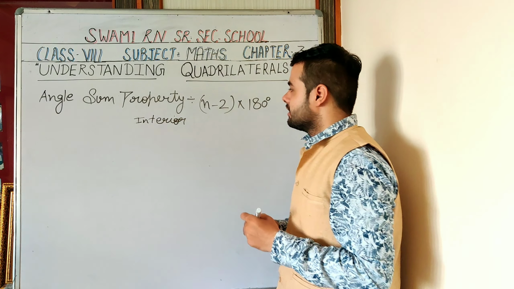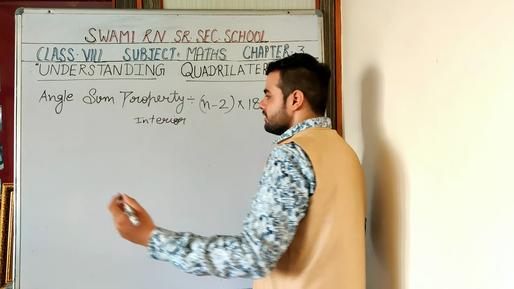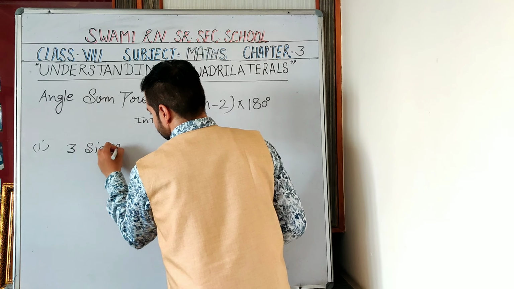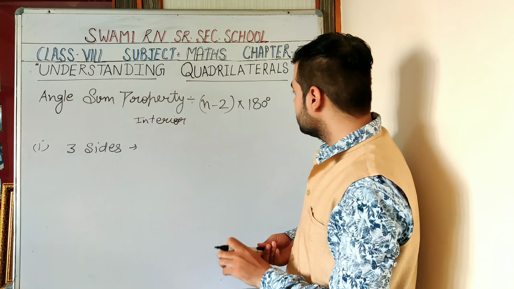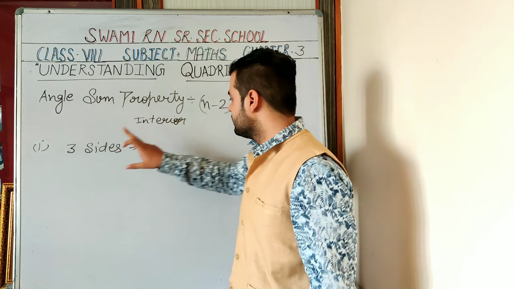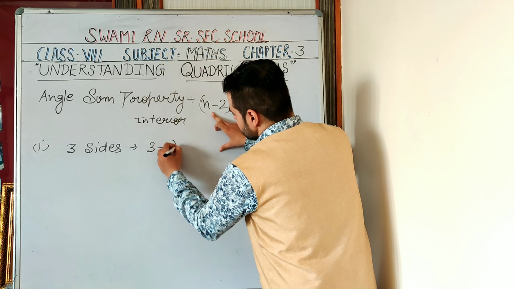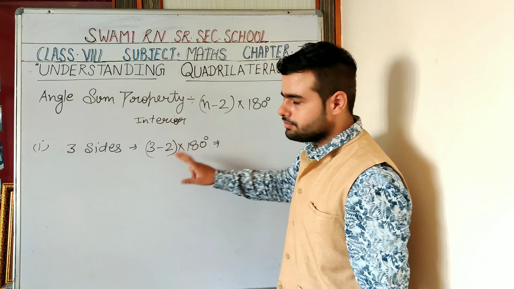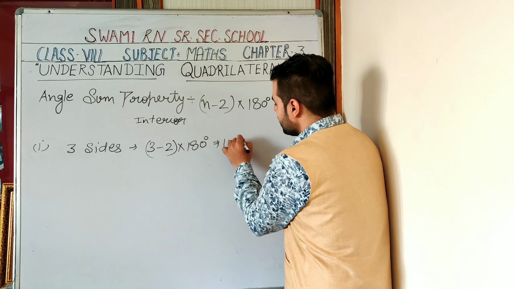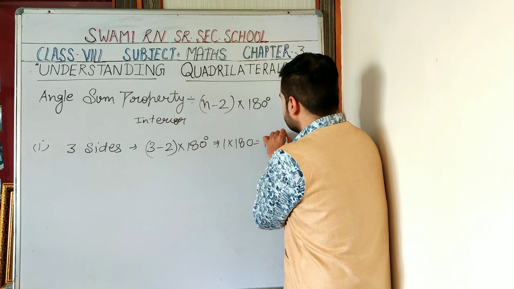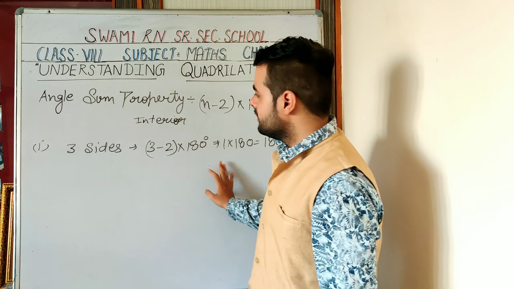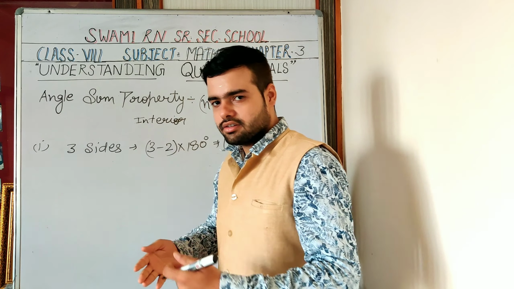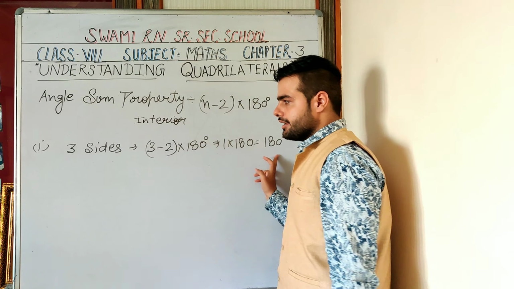Now how can we say that? First of all, we will take a polygon which is drawn with 3 sides. So we put n equals 3. That is (3 minus 2) multiplied by 180. 3 minus 2 is 1, and 1 multiplied by 180 is equal to 180 degrees. So we can say that the sum of all interior angles of a triangle is 180 degrees.